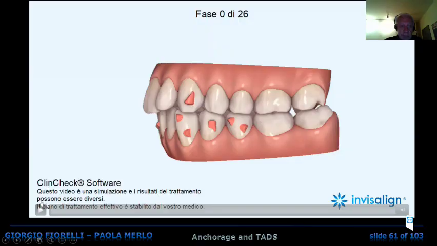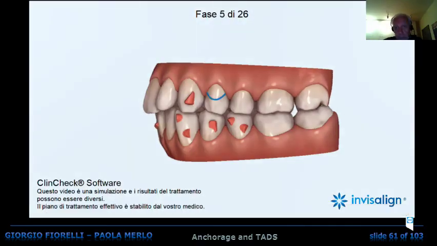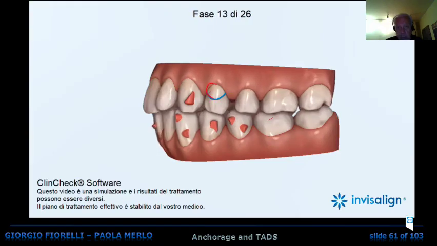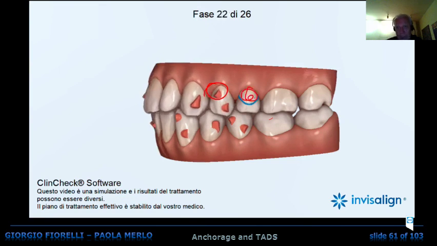Here you can see this video, which was my ClinCheck. This part, the blue part here, is when I connect the TAD to these teeth, okay? They call it precision cut at Invisalign.